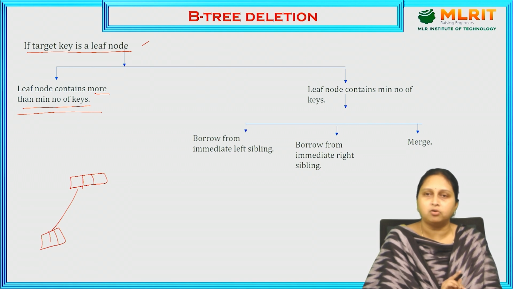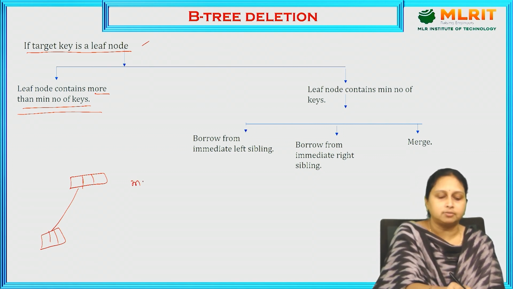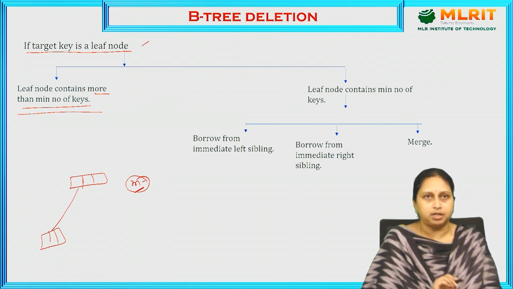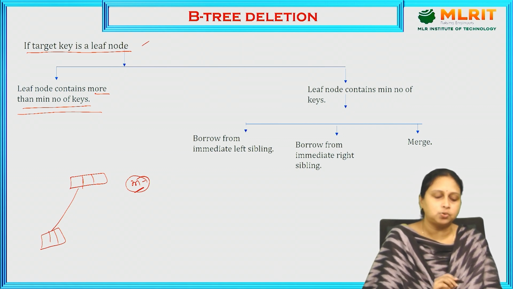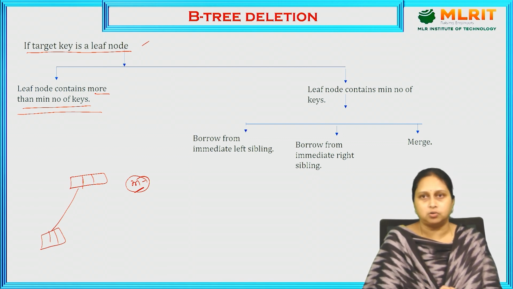A B-Tree is built based on the order of the tree, where M represents the order. Based on this M, we decide the maximum number of keys and the minimum number of keys that should be present in a B-Tree. Based on those conditions, the properties of the B-Tree, we can perform insertion or deletion.